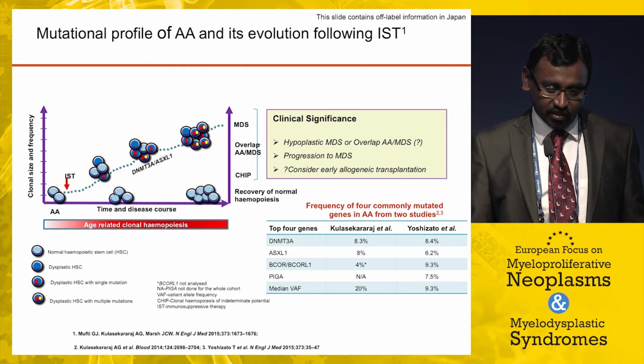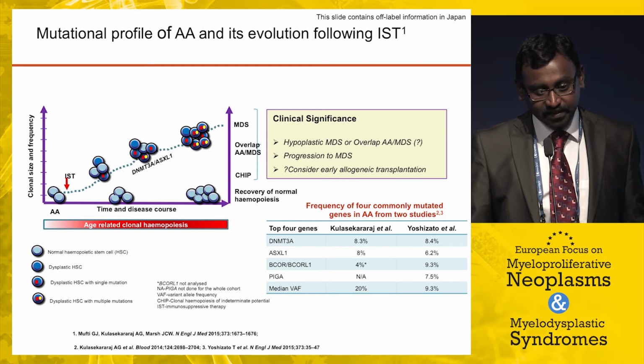And that led on to look at the mutational profile, and not surprisingly in the context of aplastic anemia, we find that about 20% of patients do have mutations of DNMT3A, ASXL, or BCOR with a low mutation allele burden. So the concept is that over the course of disease, you could have too few stem cells in the context of aplastic anemia.